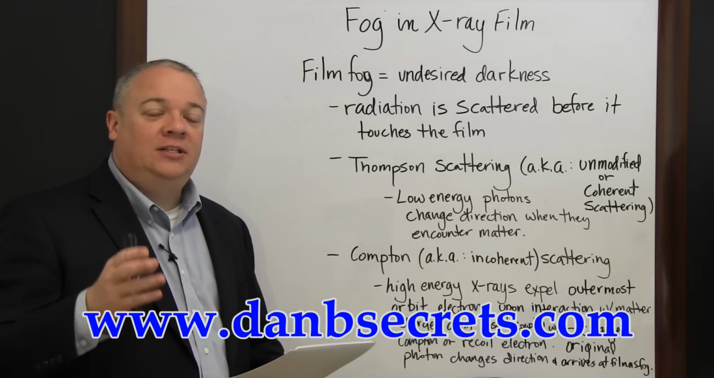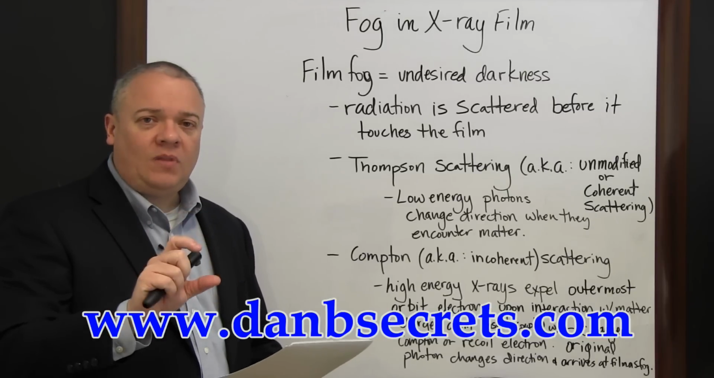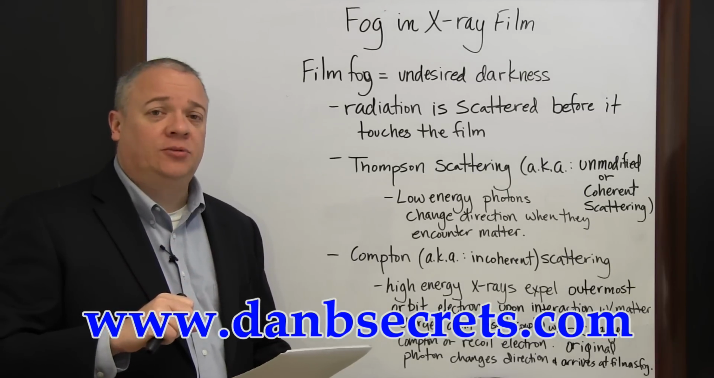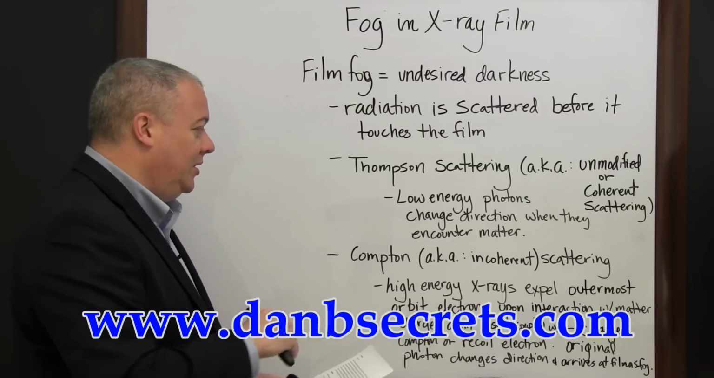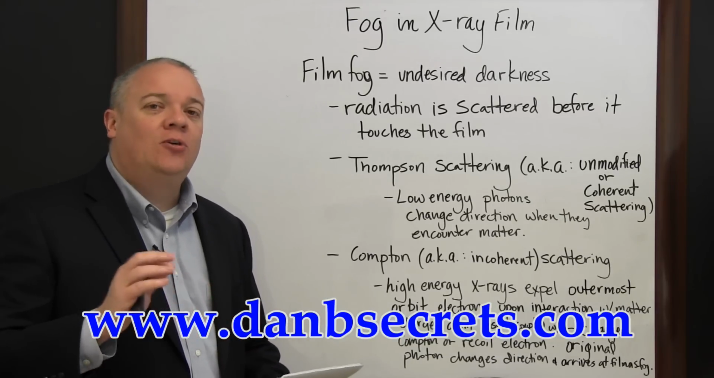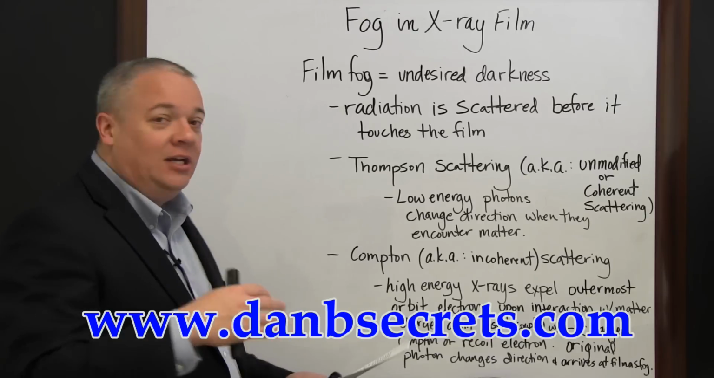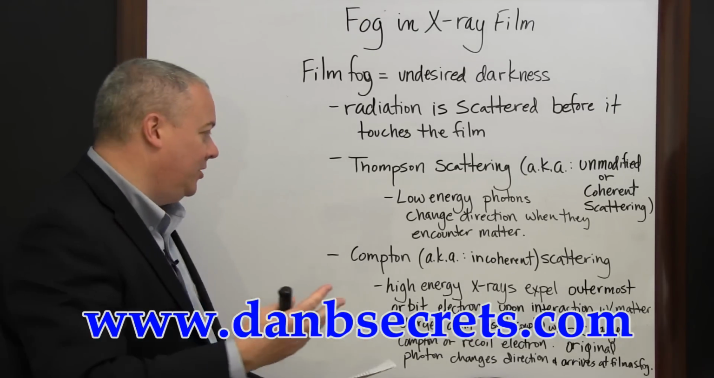That change in direction as it reaches the film results in the darkening of that portion of the X-ray film, or the fog. The second form is called Compton or incoherent scattering. This one's a little more complicated. Compton or incoherent scattering basically means you've got the high energy X-rays being expelled. That's what you're doing to try to take the picture.